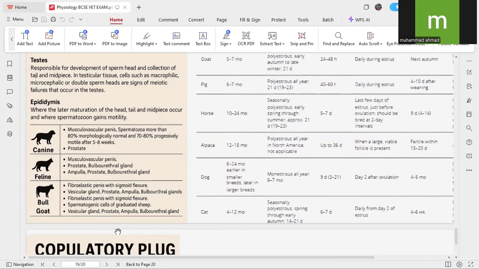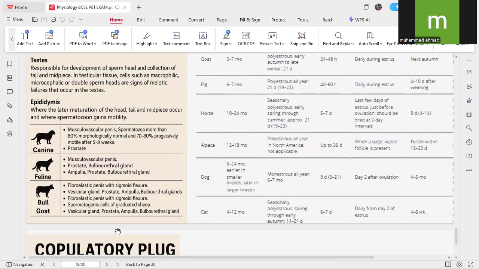Bovine: fibroelastic penis with the sigmoid flexure, an S-shaped flexure in the penis. This is important. Swine: their penis type is fibroelastic with a sigmoid flexure. A barrow is a castrated male pig. Boars are intact males and have a preputial diverticulum that produces an odor attractive to the sow. Boars have vesicular, prostate, and bulbourethral glands. They don't have an ampulla.